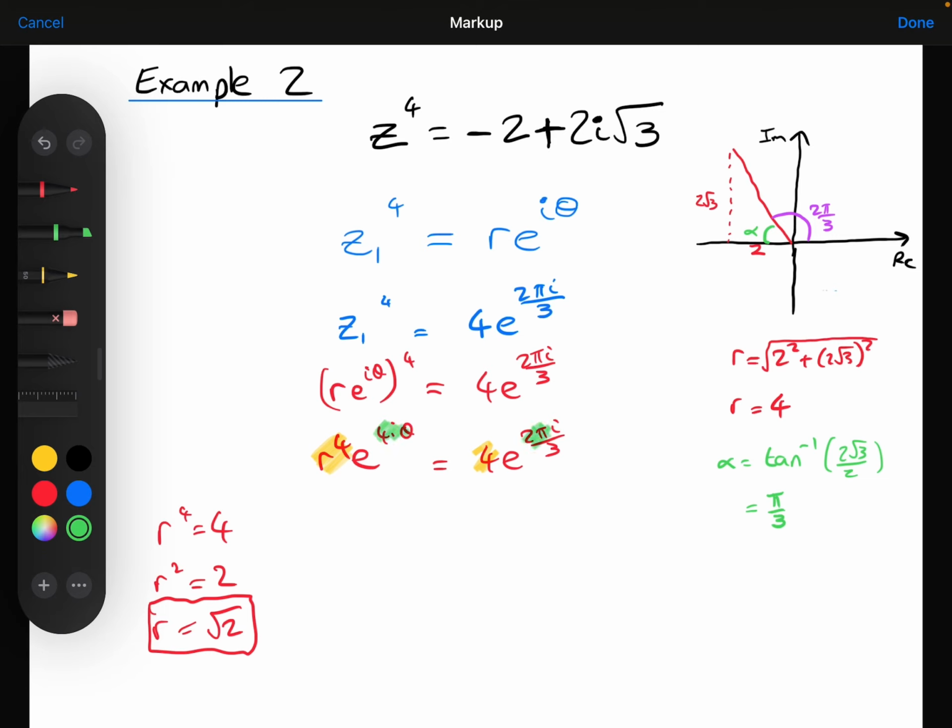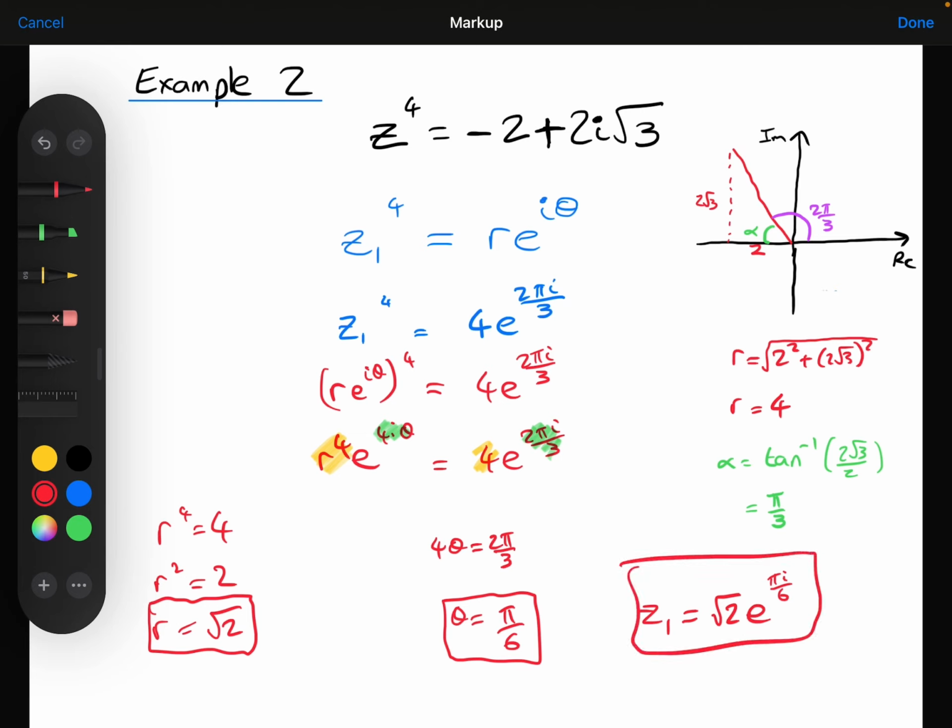Now comparing the powers, I've got 4 theta is equal to 2 pi over 3. So therefore, divide both sides by 4, I get that the argument is pi over 6. So my first solution to this, z1, is root 2 e to the pi i over 6. That's my first solution.